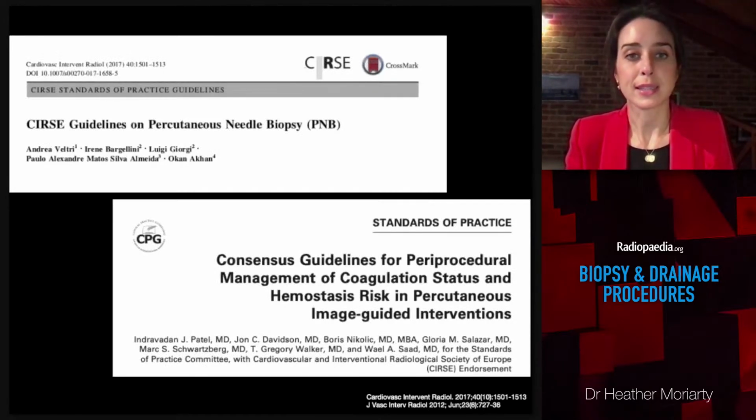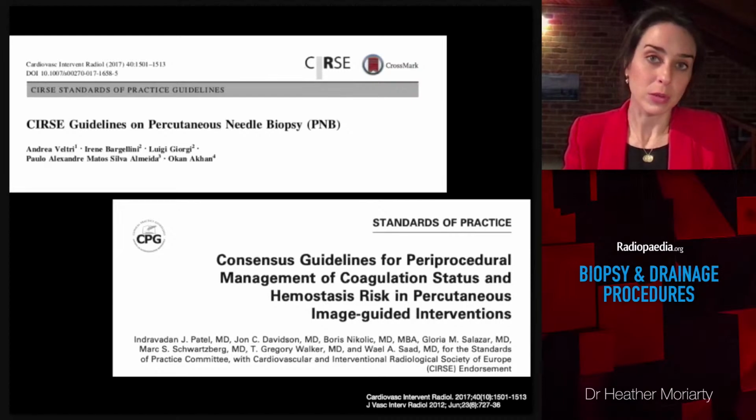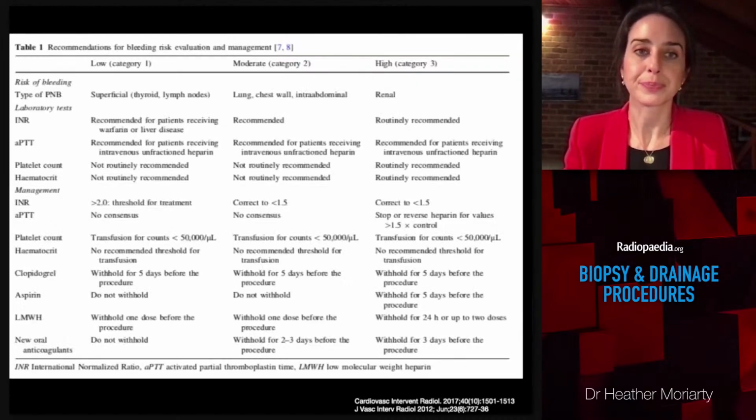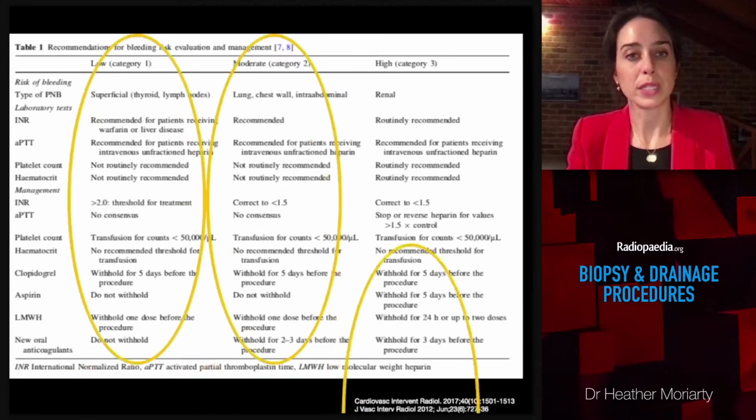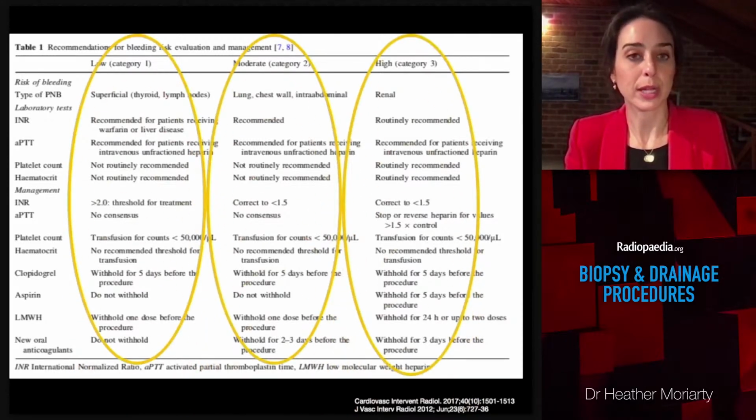Regarding hemostasis, there are so many anticoagulants to know, but the good news is there are guidelines available for most situations. You may have local guidelines, but I often refer to the CIRSE guidelines for anticoagulation. This is a table from the 2017 CVIR patient paper. You can see the biopsy type here is categorized as low, moderate, or high risk, such as renal biopsies. In general, most biopsies and drainages except the superficial are in the moderate risk category.